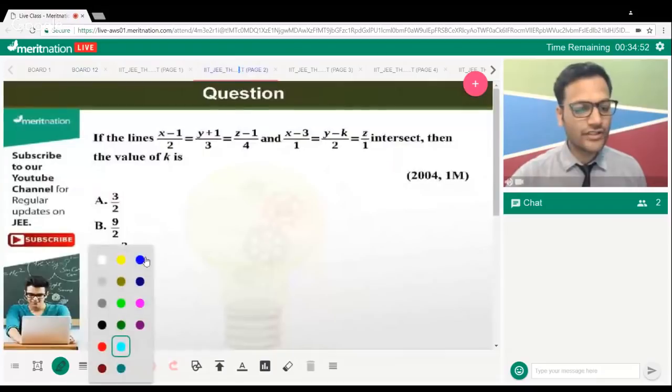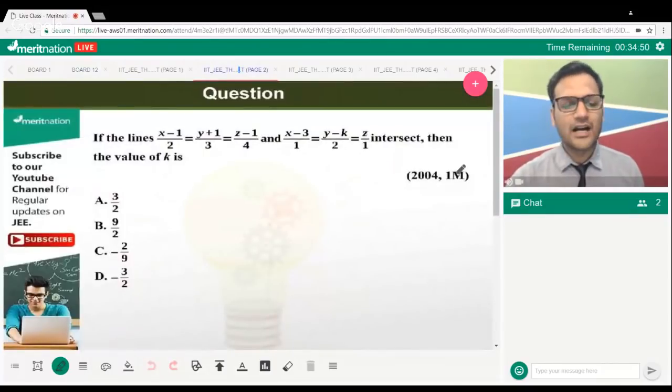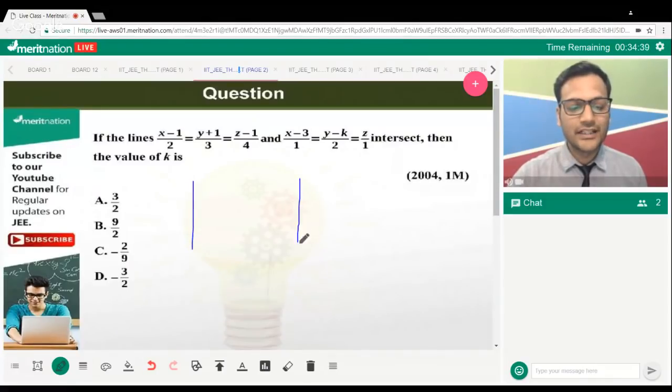The very first question in 2004, a single mark question. The question was very direct. It says if these two lines intersect, then the value of k is what? Now, if you know that if these two lines intersect, what happens? The scalar triple product, or that determinant, must be equal to 0. The determinant is formed by what? The difference between the coordinates over here.